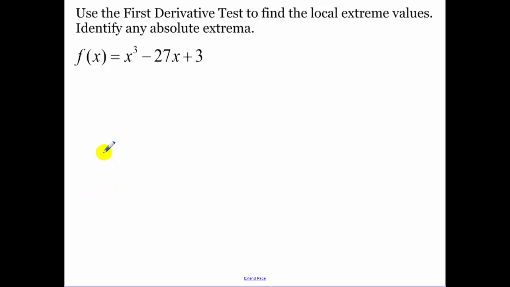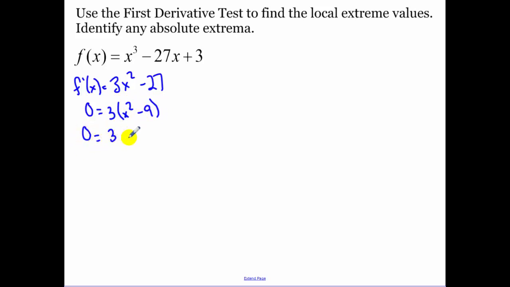So getting into the actual problems here. Use the first derivative test to find the local extreme values. Identify any absolute extrema. So first I have to find my first derivative. I set my first derivative equal to 0 and solve. I'm going to factor that even more because that's going to be super helpful to us. So our critical points on our little number line are -3 and +3.